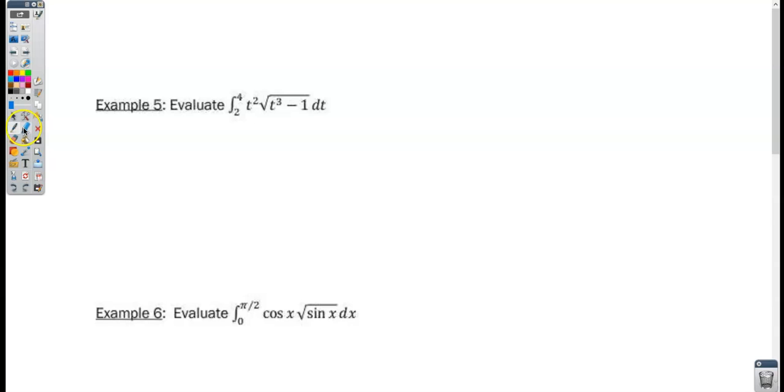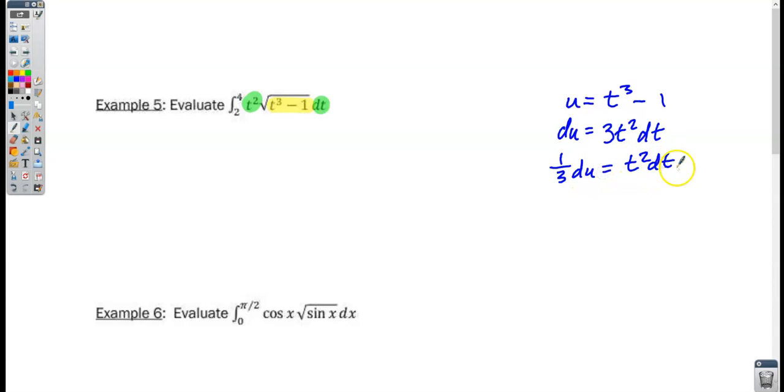We look for what we think is the best substitution. In this particular example, I think that's going to be u equals t cubed minus 1, since that's inside of the other function. And then I find my du. du is equal to 3t squared dt, which is very close to what's left when I make my substitution. So in all reality, I just need to replace that with a 1/3 du. So I can turn this integral into 1/3 times the integral of the square root of u du.